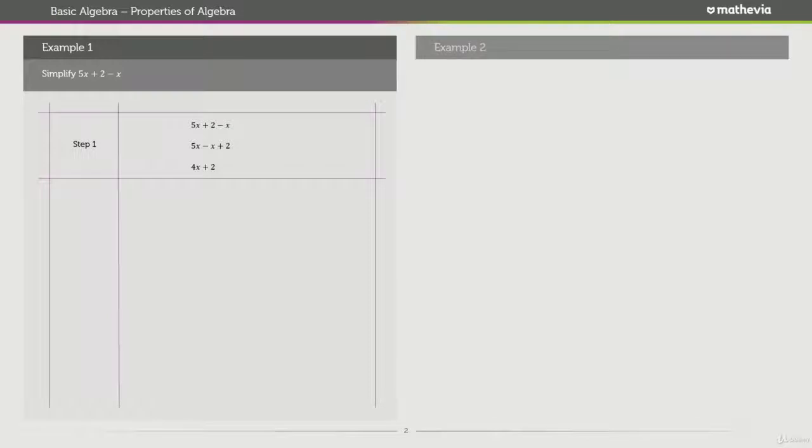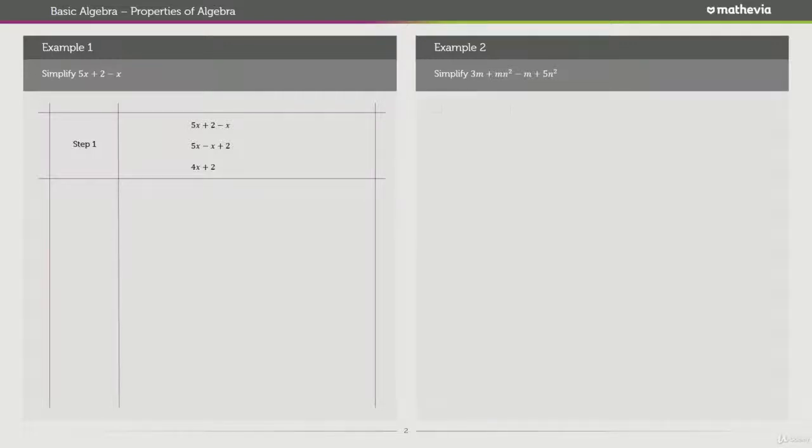Okay, let's do another one. Example 2 says simplify 3m plus mn squared minus m plus 5n squared. You need to be careful here. Let's look closely at this. We need to collect like terms here, and we have 3m, mn squared, minus m and 5n squared. Careful now, because mn squared and 5n squared are totally different, and 3m is totally different.